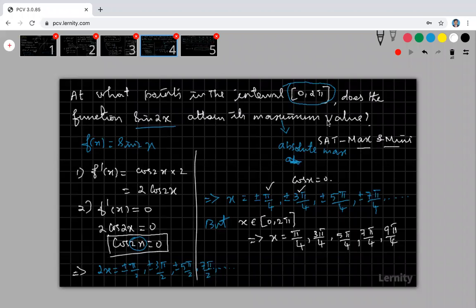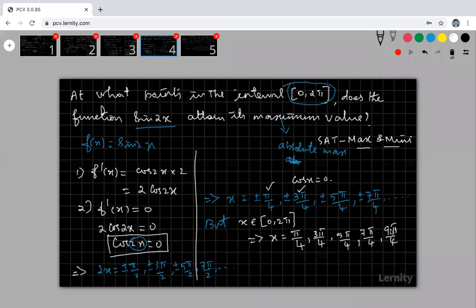What is actually pi by 4, Nagarjuna? What is pi by 4? 45 degrees, am I right? This pi by 4 means 45. What is 9 times pi by 4? 9 times 45. What is the answer, Nagarjuna? Yeah, very good. Okay, Ganesh, you are correct. Why is my 9 times pi by 4 greater than 360?